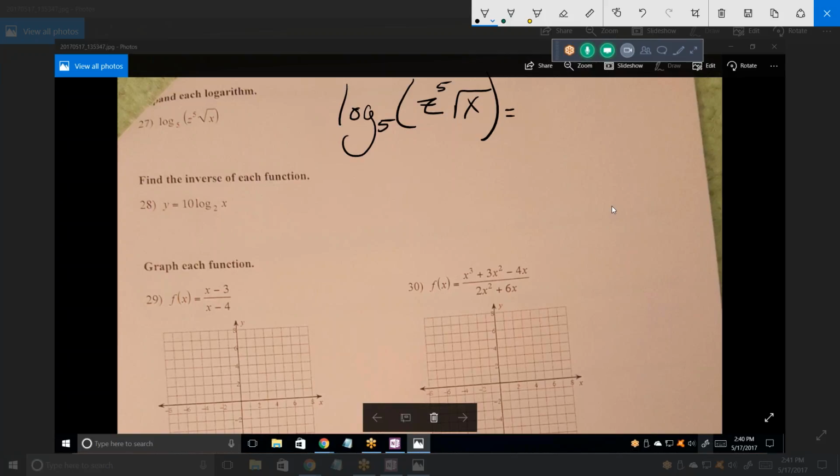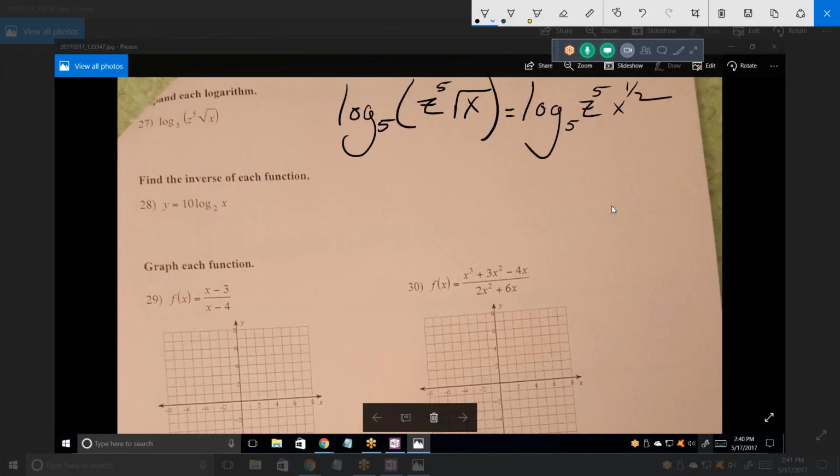Okay. But again, the radical sign doesn't do you any favors here. Let's change that radical sign. What are we really looking at? Log base 5 of z to the 5th x to the 1/2. Now we can deal with it, because now we have rules that cover exponents. We don't have rules that cover radical signs.